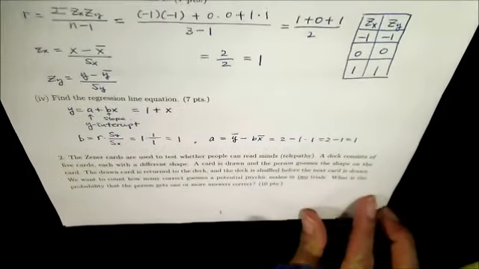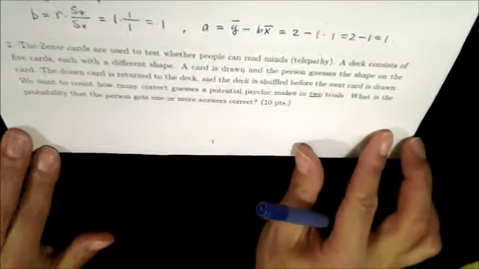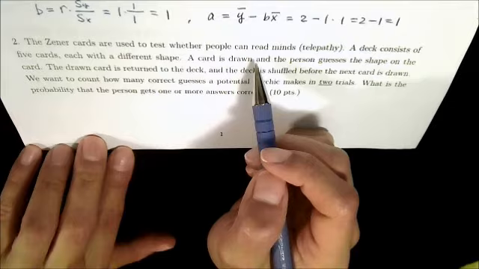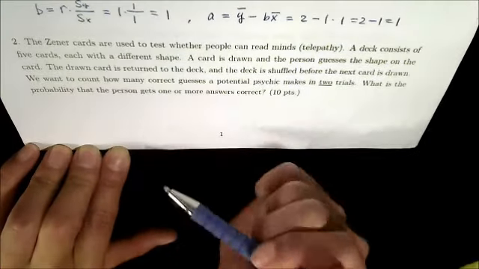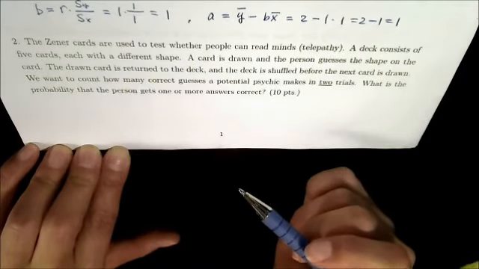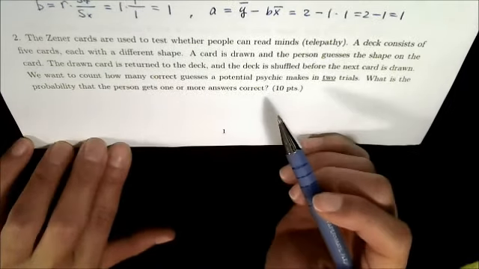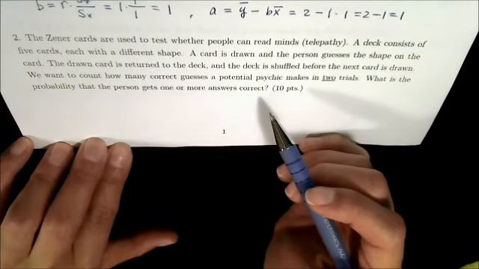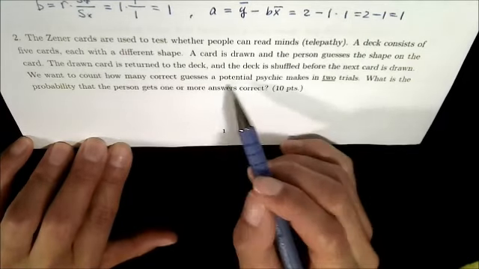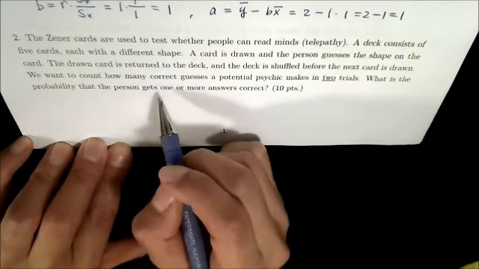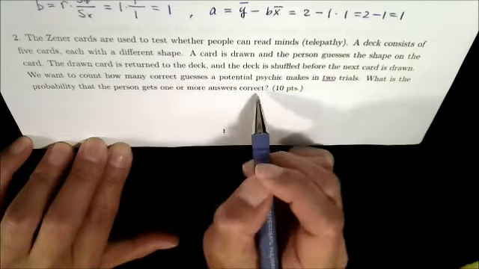Okay, second problem. General cards. The cards are used to test whether people can read minds. A deck consists of 5 cards, each with a different shape. A card is drawn and the person guesses the shape on the card. The drawn card is returned to the deck and the deck is shuffled before the next card is drawn. We want to count how many correct guesses a potential psychic makes in 2 trials. What is the probability that the person gets 1 or more answers correct?